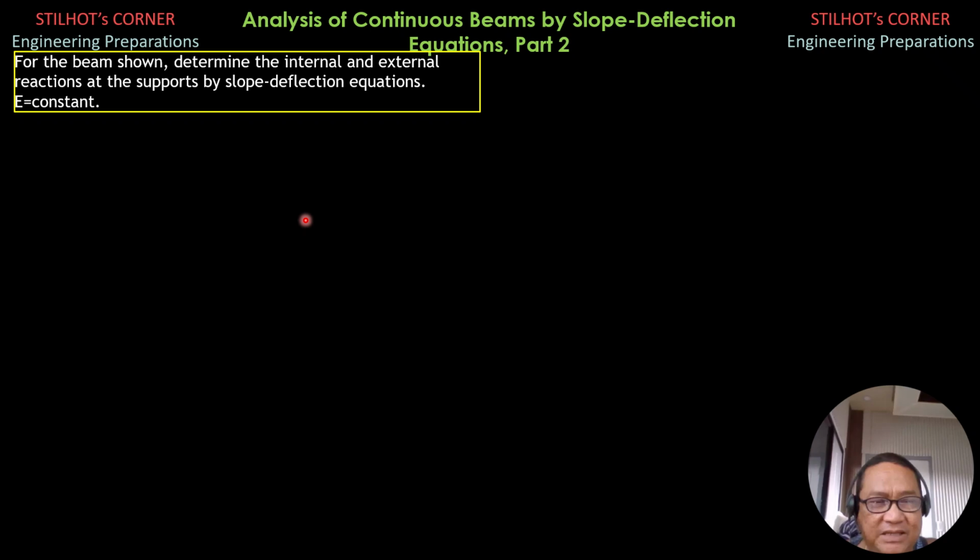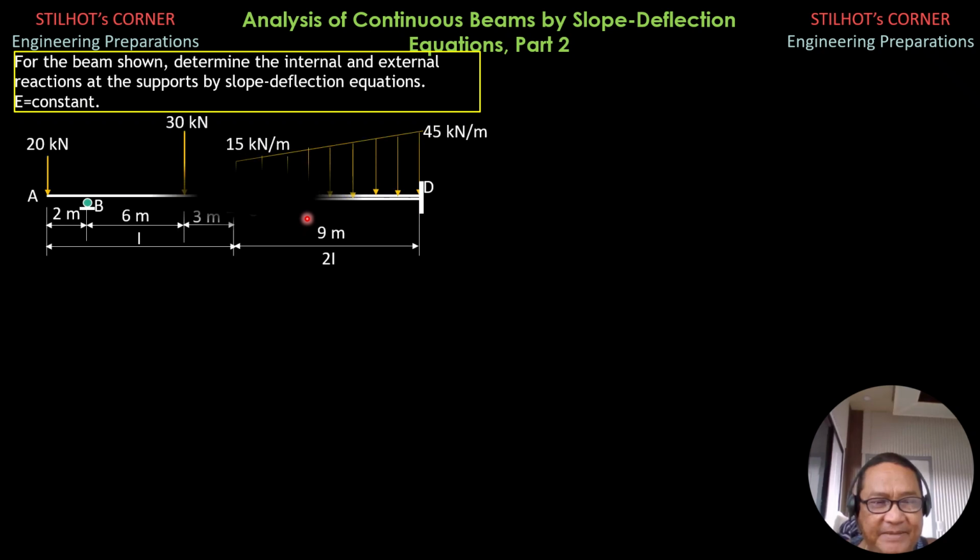E is constant. So here is the given beam. I already solved this by many methods, and this is by slope deflection equation.